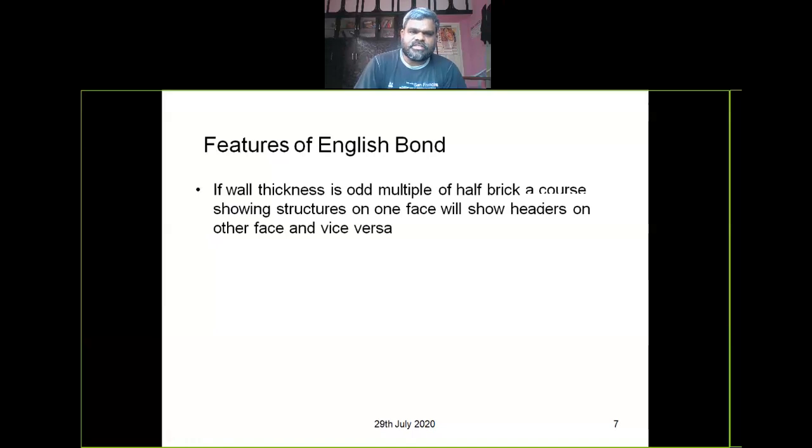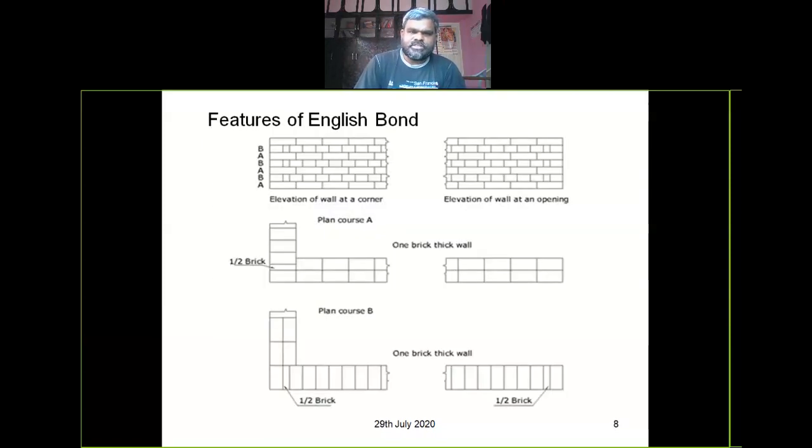If the wall thickness is an odd multiple of half a brick, a course showing stretchers on one face will show headers on the other face, and vice versa. Continuous joints are not formed. See, this is the English bond diagram which shows an elevation and the elevation at the corner also.